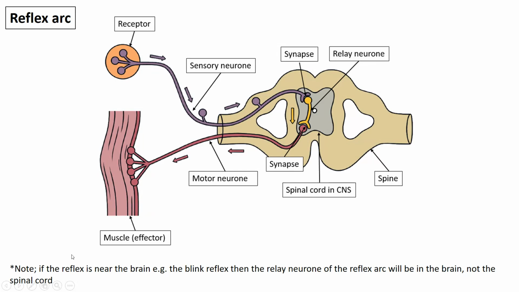There is a note though, so it does say if the reflex is near the brain, for example, if it is the blink reflex rather than skin on your hand or something like that, the relay neuron may actually be inside the brain itself because it's the quickest path to where that reaction is happening. It doesn't have to then go into the spinal cord if it's only happening in your eye, for example, if your eyelids need to blink in an automatic response.